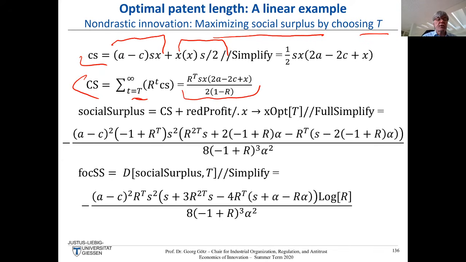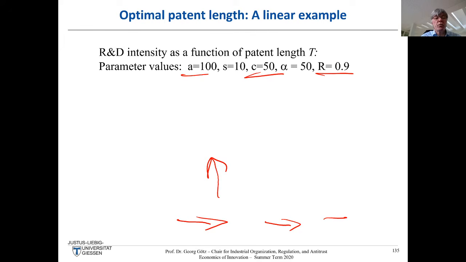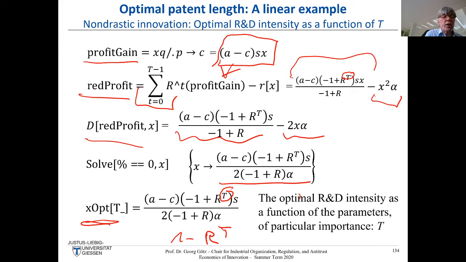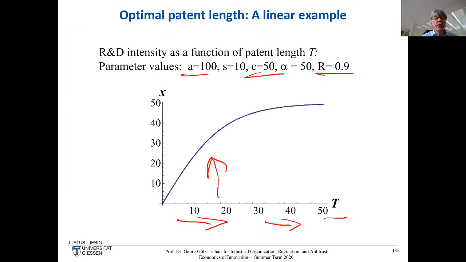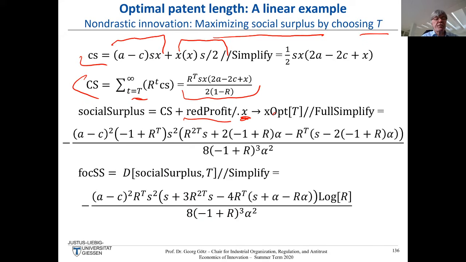And social surplus, as we defined it, actually we called it net social surplus previously, is just consumer surplus plus the firm profit, the reduced profit I just defined, and we substitute here the X with the optimal X we just calculated. So we substitute this X optimal into our social welfare function, and you see it's really ugly.